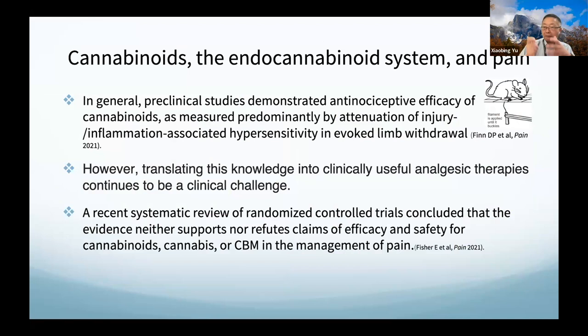However, what happened in the clinical settings? There are quite a few randomized controlled trials, and the first thing they want to know is, is this safe to use in the patient population? And the second question, is this effective? There are quite a few studies looking at it, and I want to show some of the evidence. For example, in this meta-analysis, they showed not strong evidence to support, but at the same time not strong enough to refute the efficacy or the safety of the use.